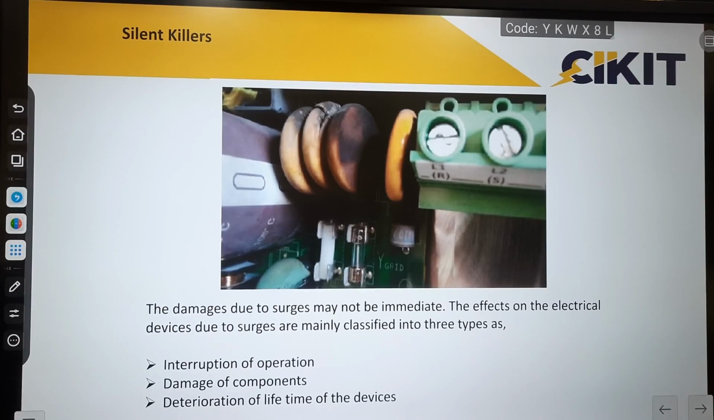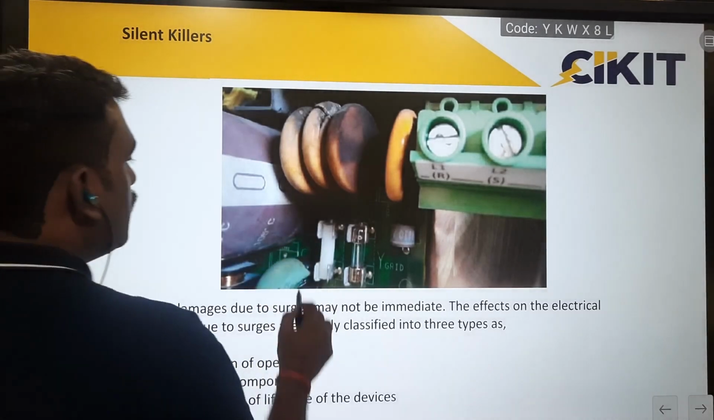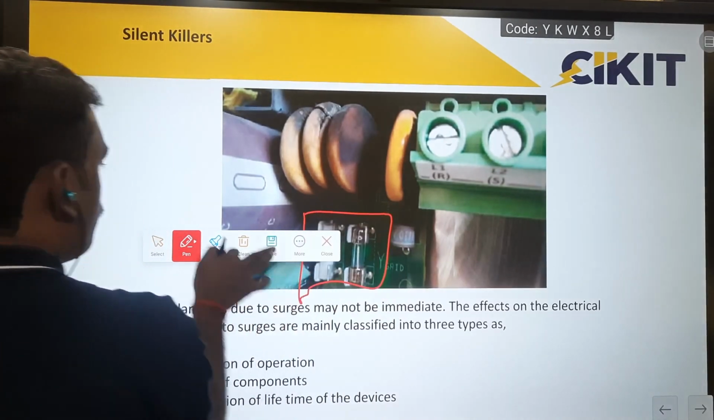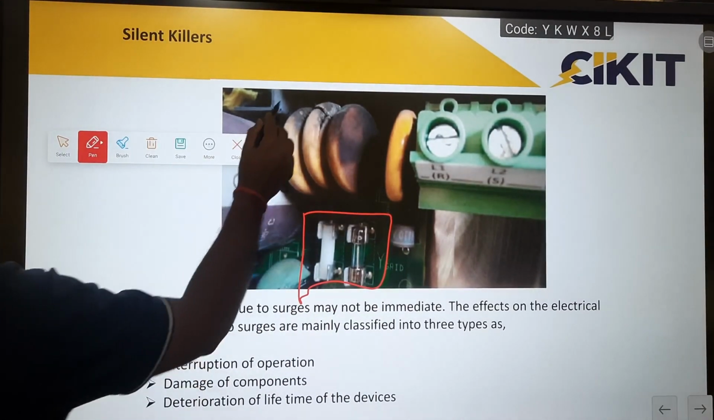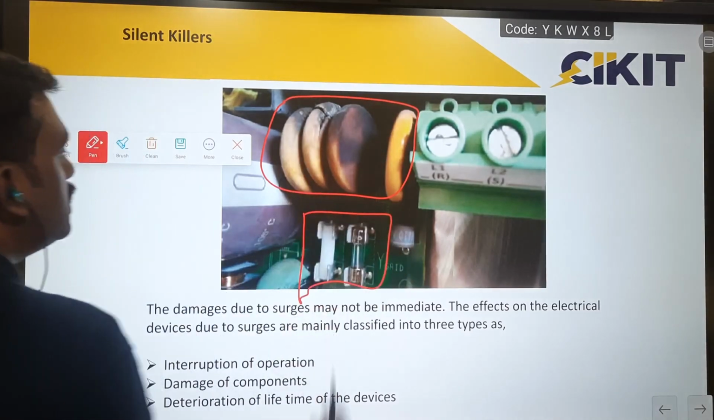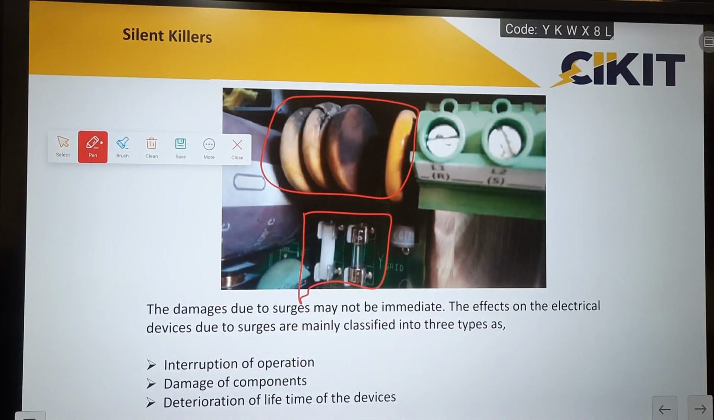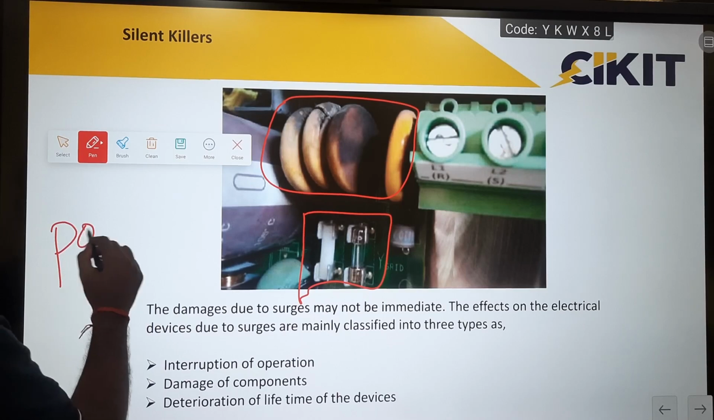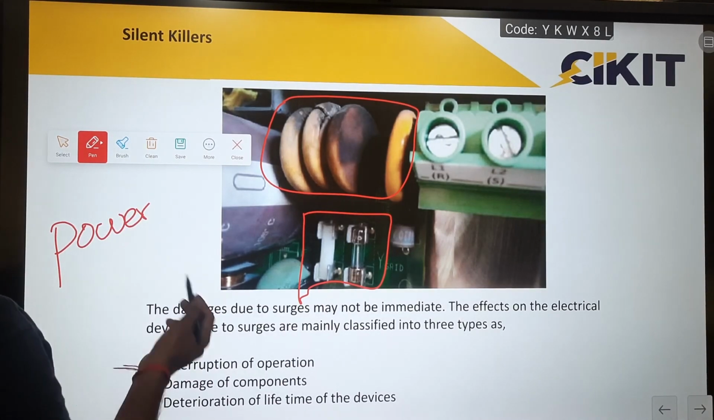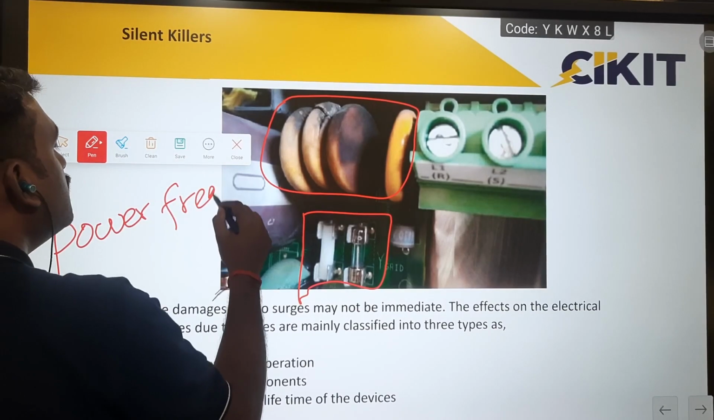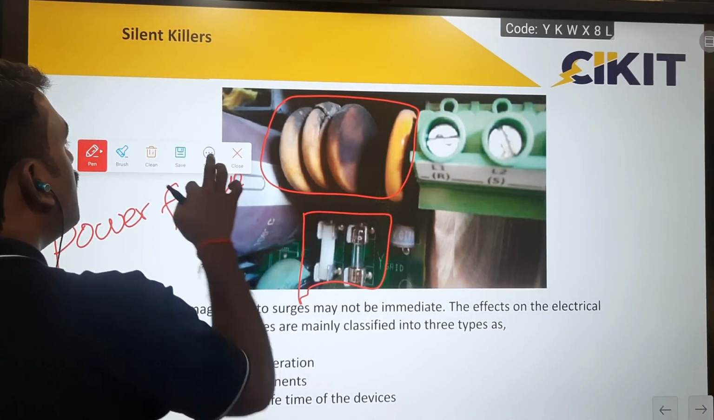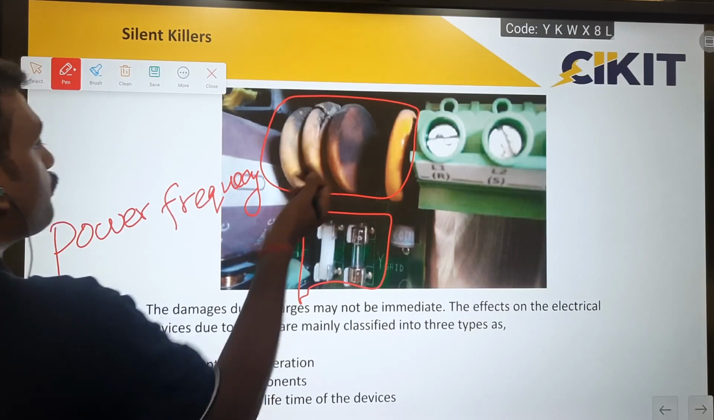So in this image, you can observe that a fuse is provided for protecting this component also. But even though the fuse is provided, the electronic equipment was damaged and the fuse didn't operate. From this, you can observe that the fuse, MCB, and other protection equipment won't operate for surges, and they are intended to operate only for power frequencies. If any overcurrent comes at the power frequency, only then will the MCB and fuse operate; they won't operate for surges.